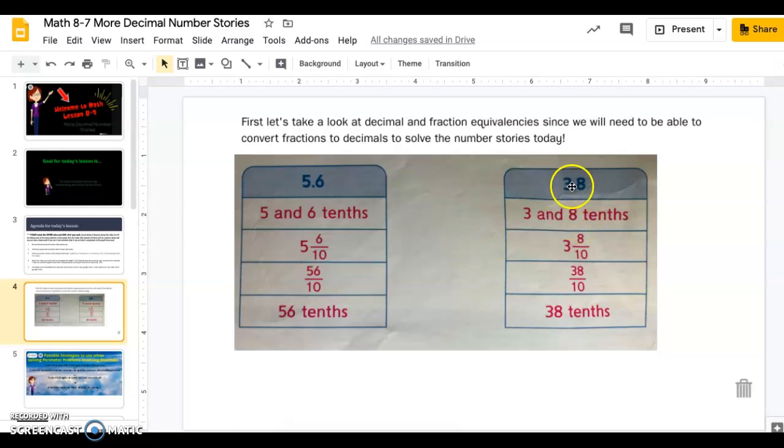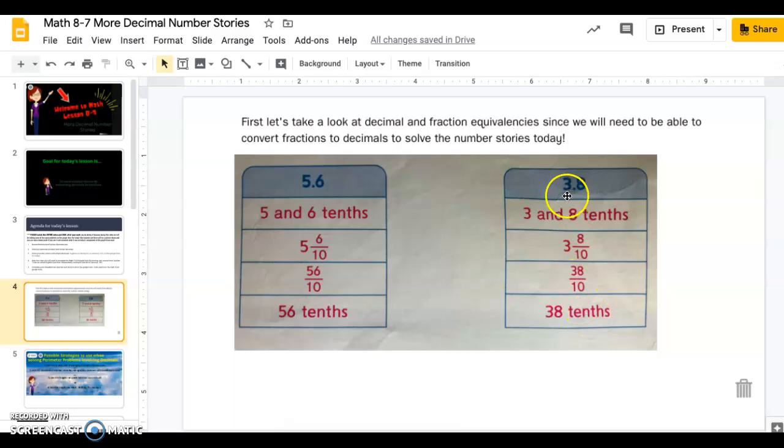We also have here 3.8, 3 and 8 tenths is how I'd read that decimal. Again, we can write it as 3 wholes and 8 tenths. The mixed number, 3 and 8 tenths. Or an improper fraction, 38 tenths. Again, then one final way, 38 and then that place value word tenths.